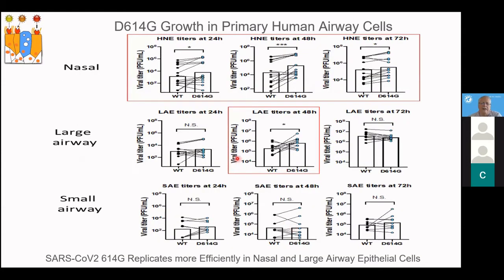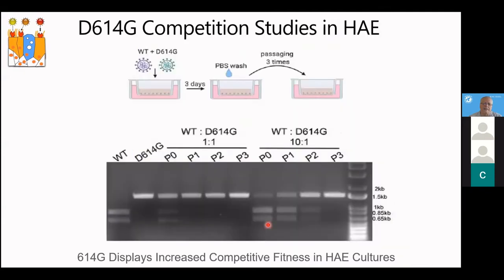Using this model system, he has basically compared and contrasted the ability of the D and the G variant to replicate in multiple cultures from different individuals from the nasal airway epithelium, the large airway epithelium, and the small airway epithelium of the lung. And his data clearly showed that in the nose, the G variant replicated to significantly higher titers and much faster than the D variant. It also replicated to significantly higher titers in the large airway epithelium, but not so much deep in the lung, supporting some of the early work that suggested that the G variant replicated to higher titers in the upper, but not necessarily the lower respiratory tract.